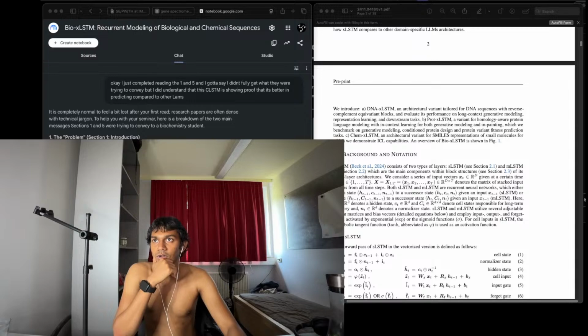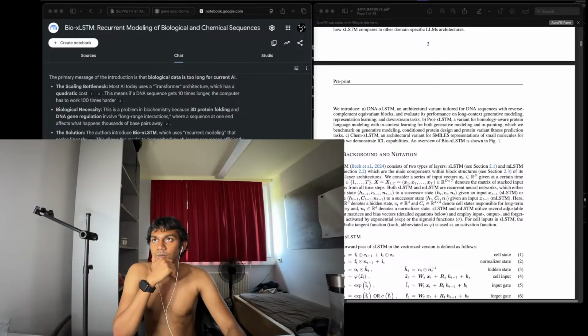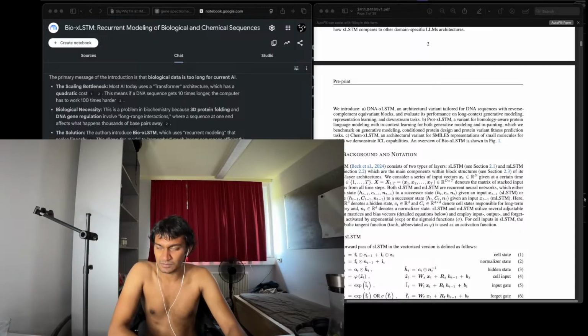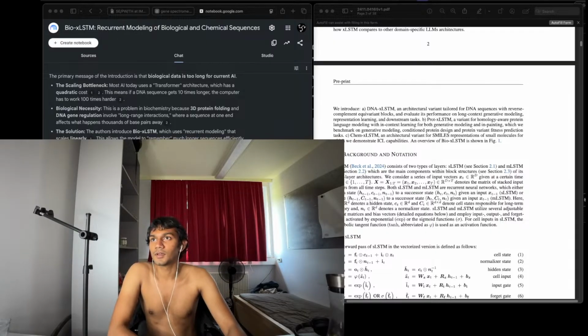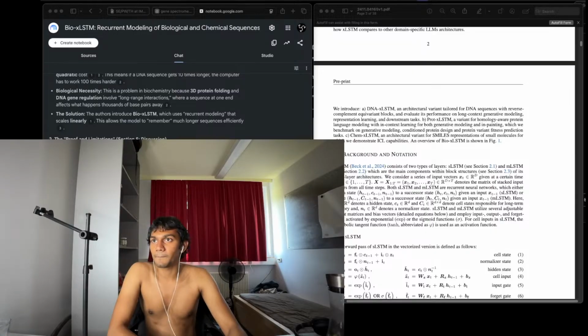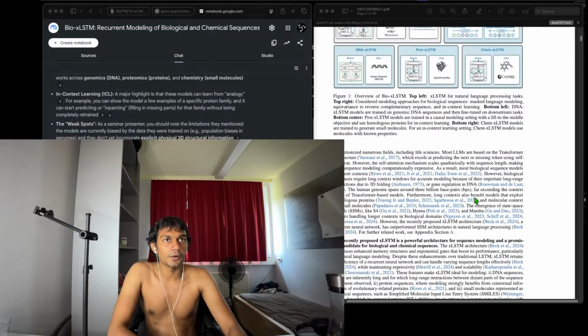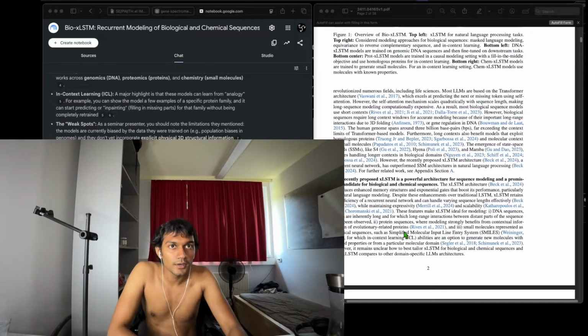Scaling bottleneck. Most AI today uses transformer architecture. I get that. Proof and limitation, versatility across modalities. The terms, bro, the terms. Versatility across modalities. Okay, in context learning, there was another term. SMILES. Simplified Molecular Input Line Entry System. SMILES.